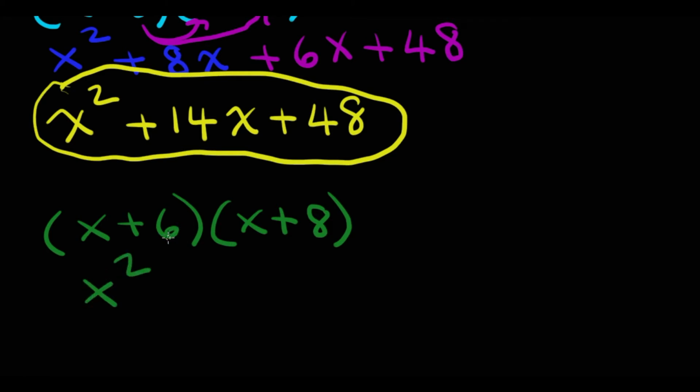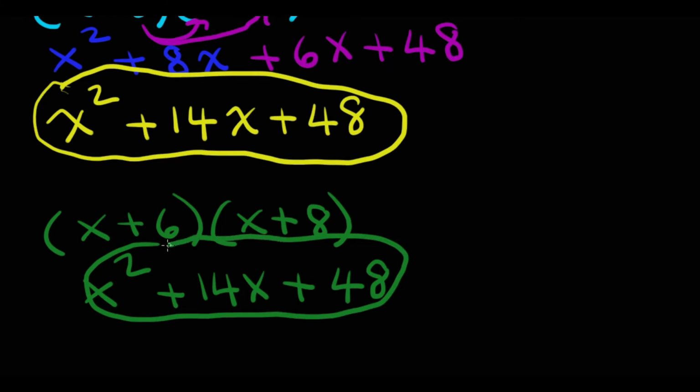And then we have 6, we got to add it. So 6 plus 8 is 14x. Okay, so that's the add. And then 6 times 8 is 48. So we add it and then we multiply. So this is just a quicker way how to multiply.